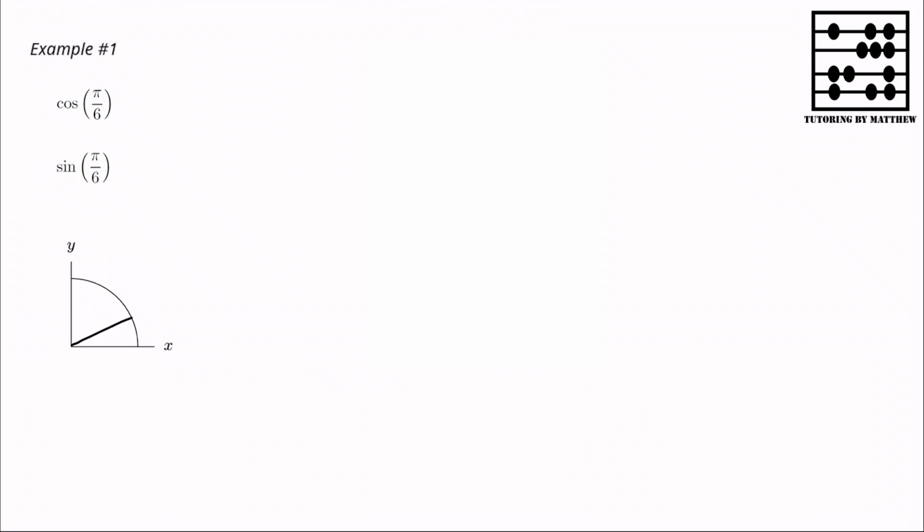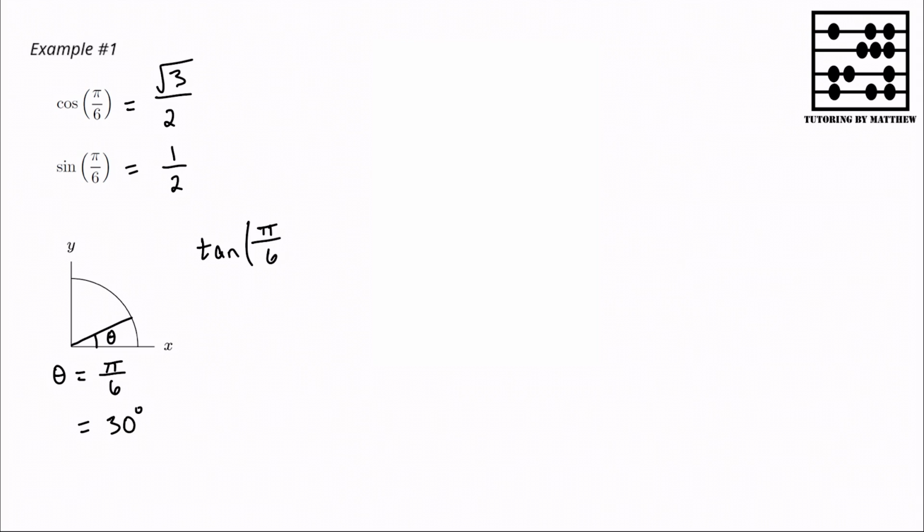Remember to also draw the angle from the positive x-axis and know that it is usually represented by the Greek letter theta. In this case, theta equals pi over 6 or 30 degrees. Using our reference from earlier, we know that the cosine of pi over 6 is square root of 3 over 2, and the sine of pi over 6 is equal to 1/2. Finally, the tangent of pi over 6 is equal to square root 3 over 3.